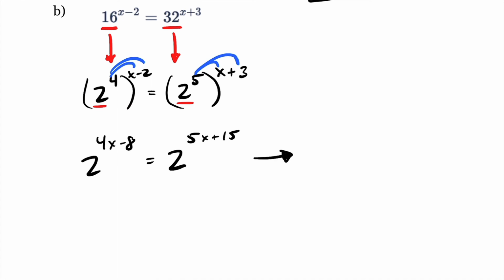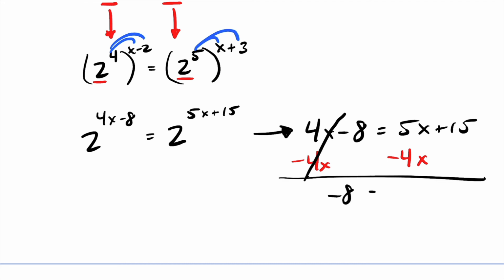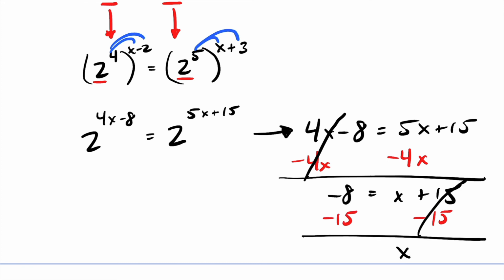So if the 2's are equal, that means the exponents also have to be equal. That's my last step. Set them equal to each other and solve. There's no squared, so I don't have to set them equal to 0. I have to get x's on one side, numbers on the other. Subtract 4x from both sides. One x plus 15, minus 15 from both sides. X equals negative 23.